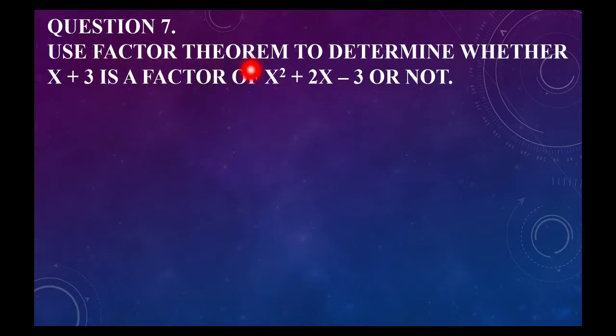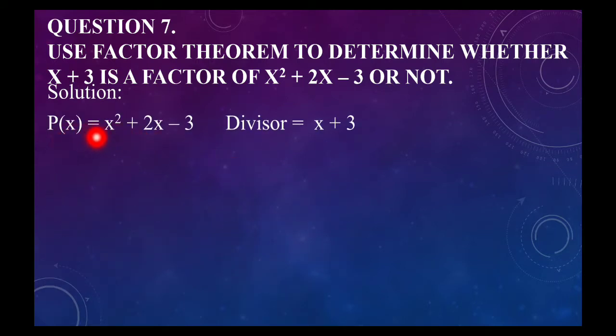Use factor theorem. Now we are going to use the factor theorem. We have learned the remainder theorem, now we are going to see the factor theorem. To determine whether x plus 3 is a factor of x square plus 2x minus 3 or not, we have to find whether x plus 3 is a factor of x square plus 2x minus 3.